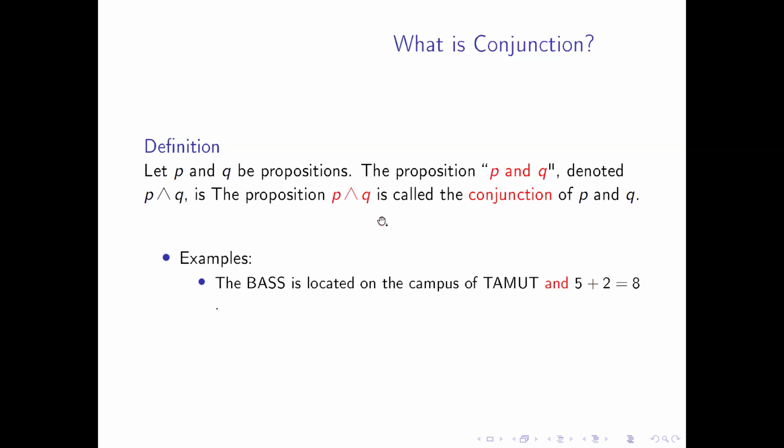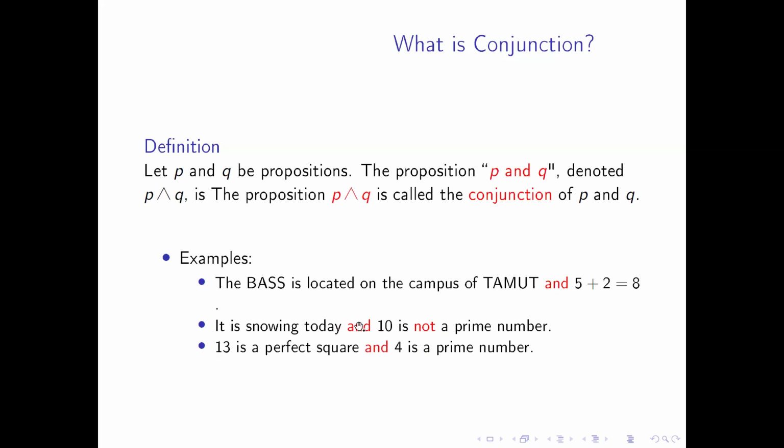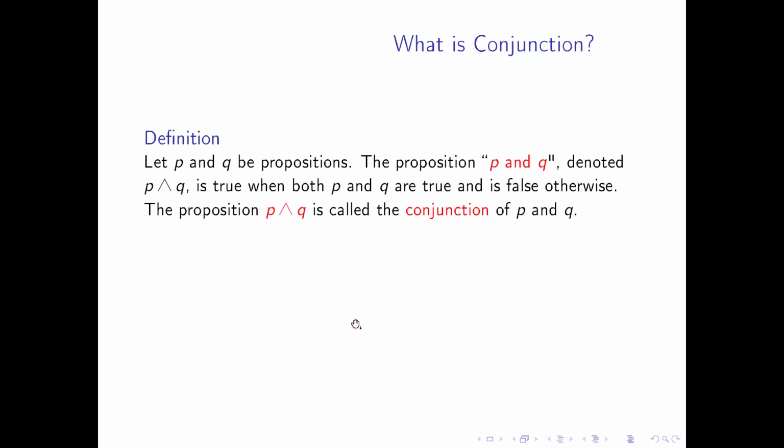So for instance, if I said the BAS is located on the campus and 5 plus 2 equals 8, well, that is the conjunction of those two statements. What if I say it is snowing today and 10 is not a prime number? Now I did a conjunction and a negation. Notice the negation is applying to just the second portion, not to the whole thing. And 13 is a perfect number. You don't know what perfect numbers are, but I'm just trying to give an example. And 4 is a prime number. These are examples about how we can attack these things and kind of work our way through them.